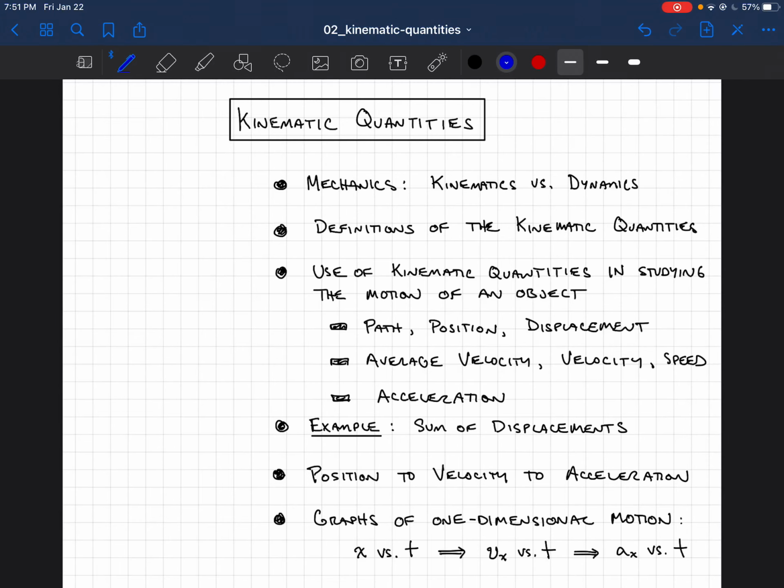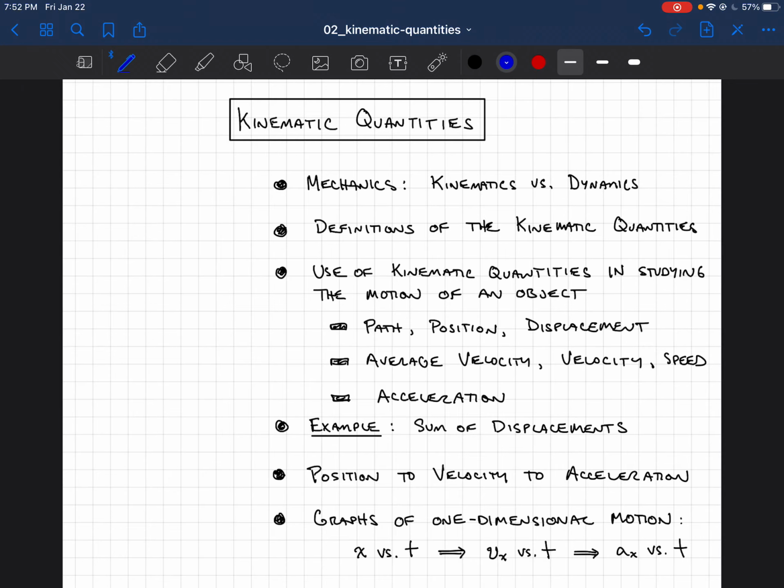This is the second lecture for Algebra-Based Physics 220. It will be about what are called the kinematic quantities, the quantities that describe the motion of objects. And these are vector quantities, so this will be an application of the vector techniques that we learned in the previous lecture. So just a quick overview of what we'll see.